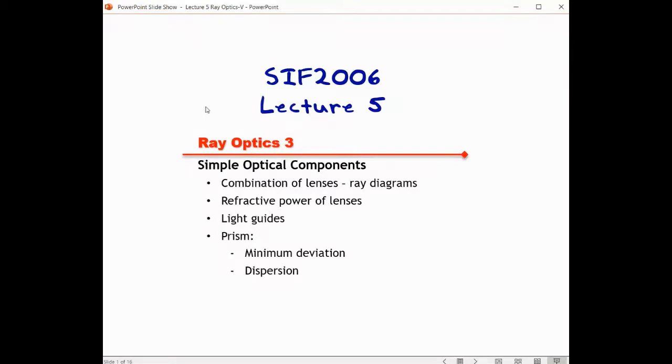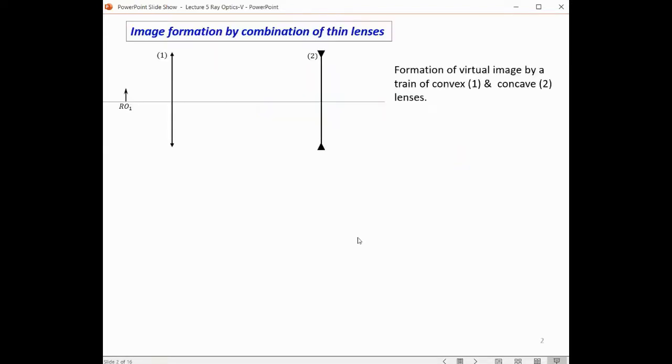In this lecture, we will apply ray diagrams to a combination of lenses, and we will define refractive power of lenses, and from there on we'll look into light guides, and then we'll discuss prisms.